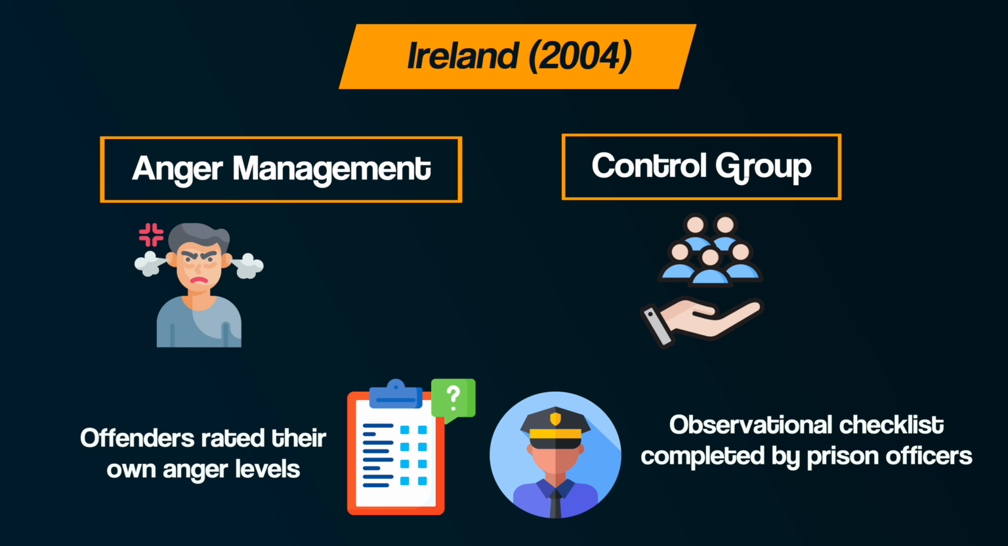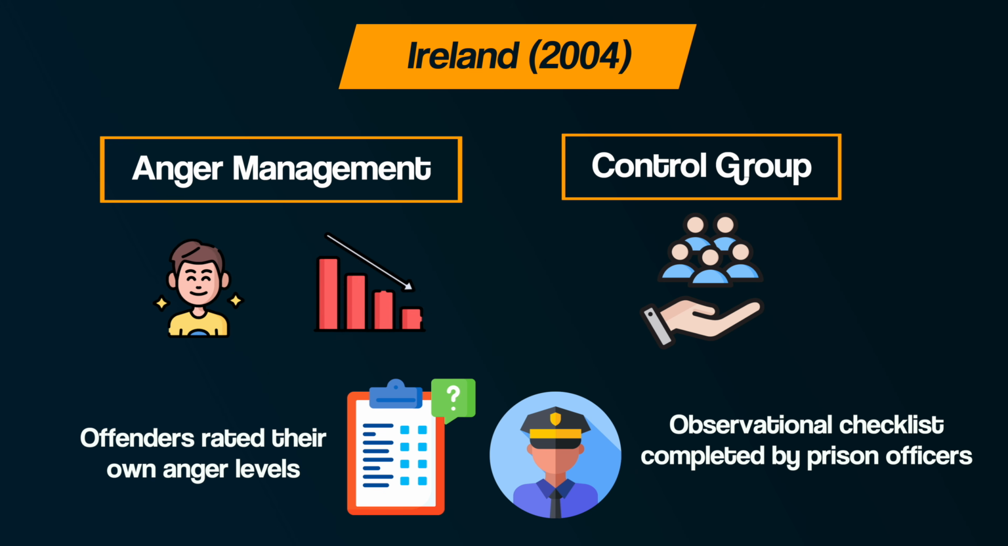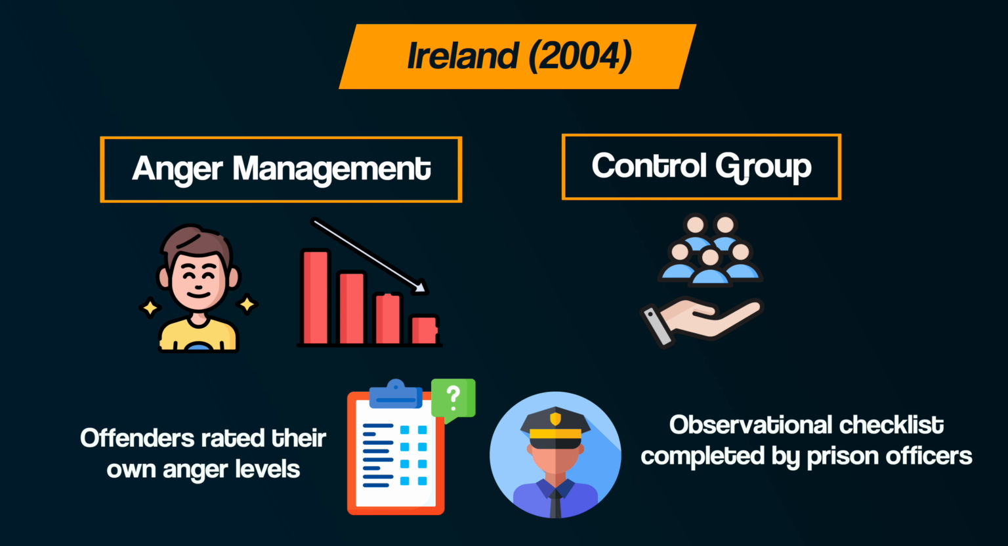So what did they find? Well, offenders who completed the anger management program showed significant reductions in self-reported anger and were involved in fewer aggressive incidents compared to those in the control group. Many participants maintained these improvements even after the program ended, suggesting that the strategies learned had lasting effects.